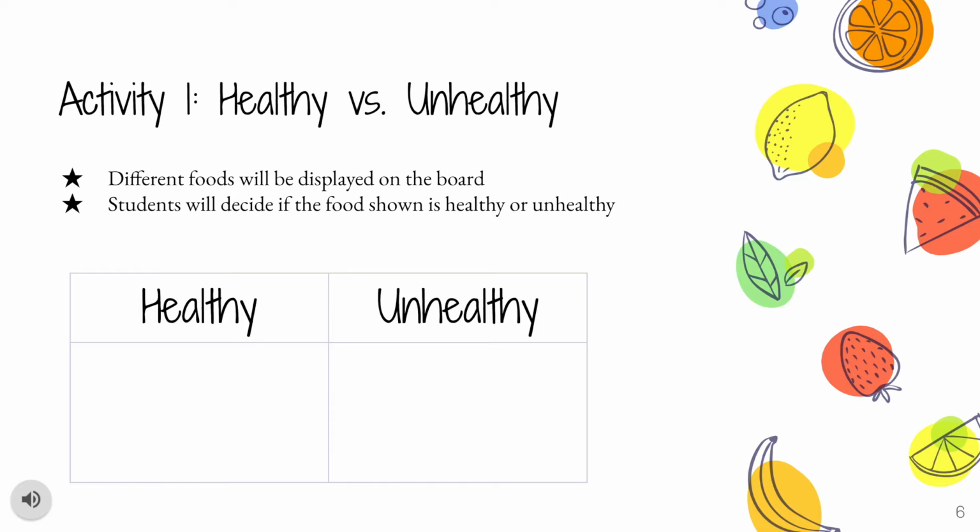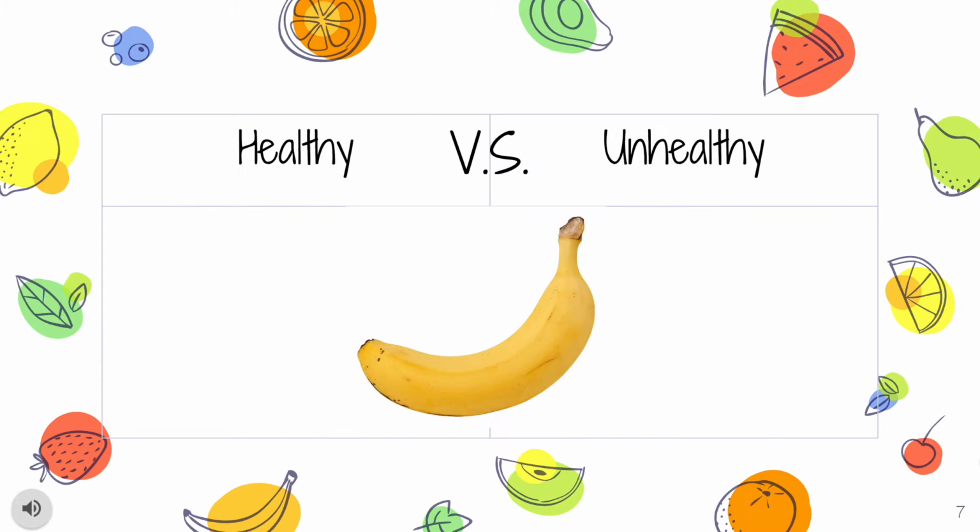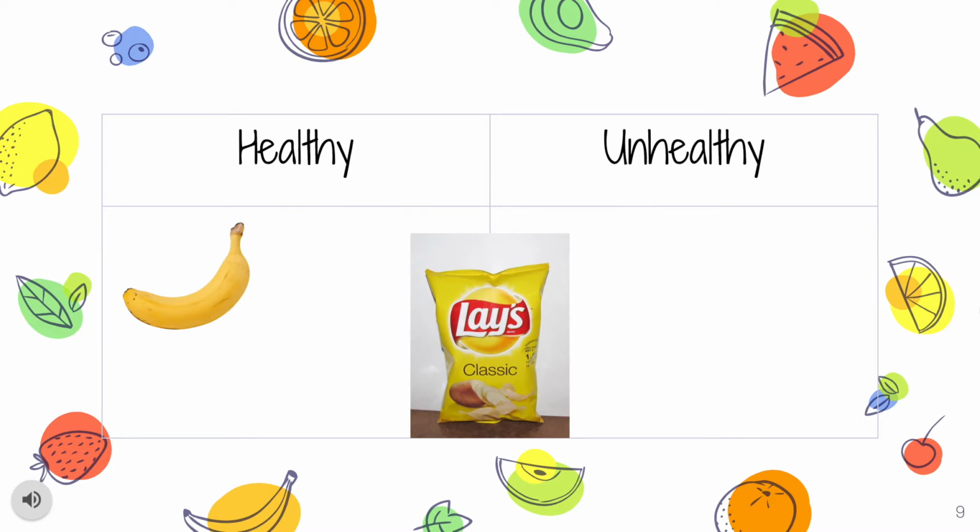But once we are done this activity, we will then have an open-ended discussion with our students as to why certain foods are considered healthy and unhealthy. The first image is of a banana. The students will then tell us which category a banana fits into. We will then show a picture of a bag of chips. The students will then classify whether this item is healthy or unhealthy.